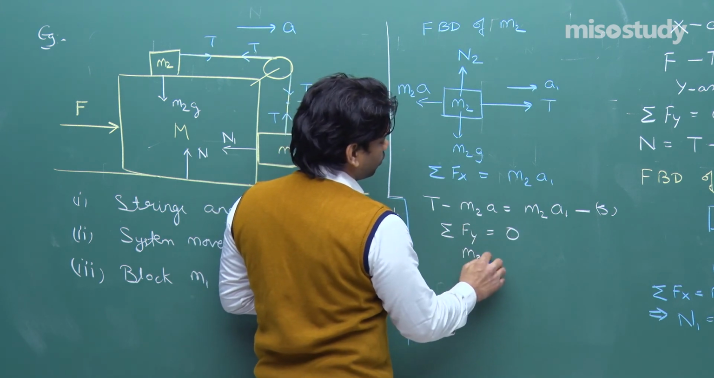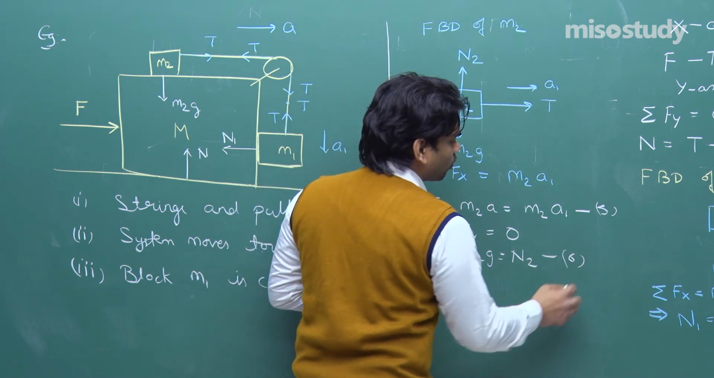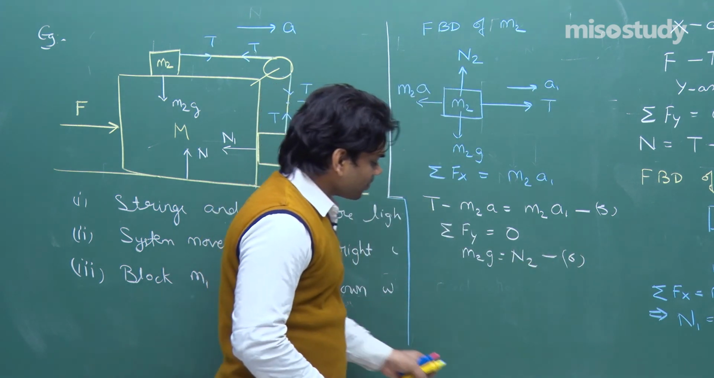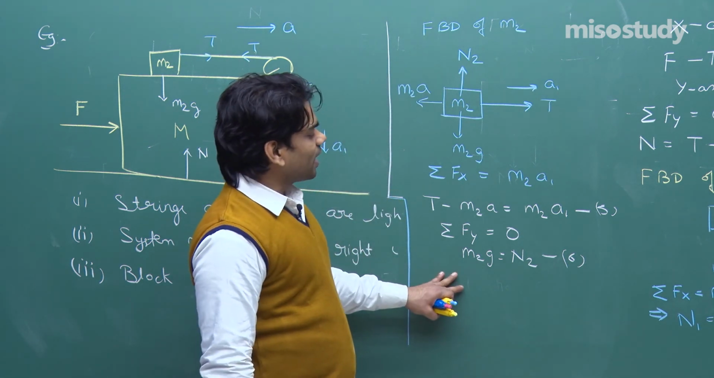So m2 g is equal to n2, equation number 6. So many equations, do not get worried. We have nearly done all the part of the question. We are required to find the value of force F.